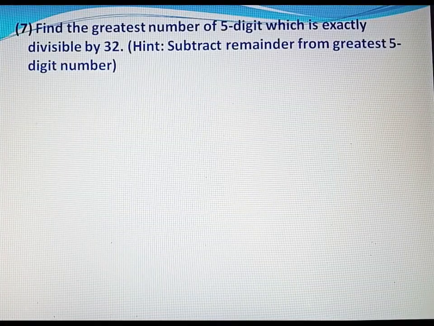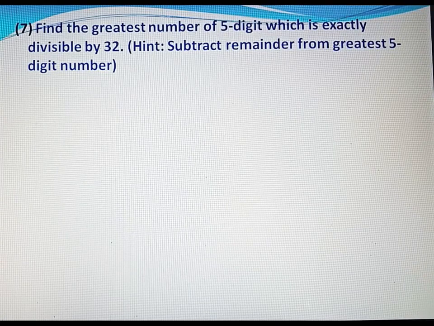Question number 7. Find the greatest number of 5 digits which is exactly divisible by 32. Hint: subtract the remainder from the greatest 5-digit number.